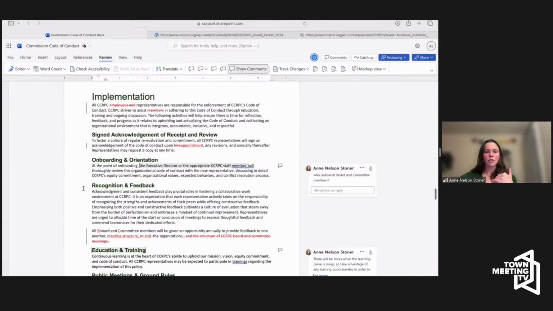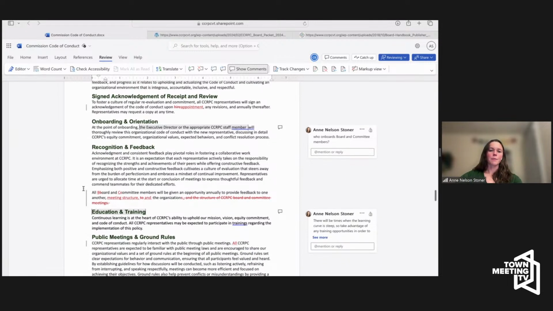So the next section is on, we've covered behavior, how we're hoping to behave, behavior that's not allowed, and now implementation of this code of conduct. Maybe this should live at the end now that I'm thinking about it, but assigned acknowledgement of receipt and review. So when you become a board member or committee member, you will receive a copy of this, review it, and sign it anytime it's revised. And then every year you will be given a copy to review and to sign.